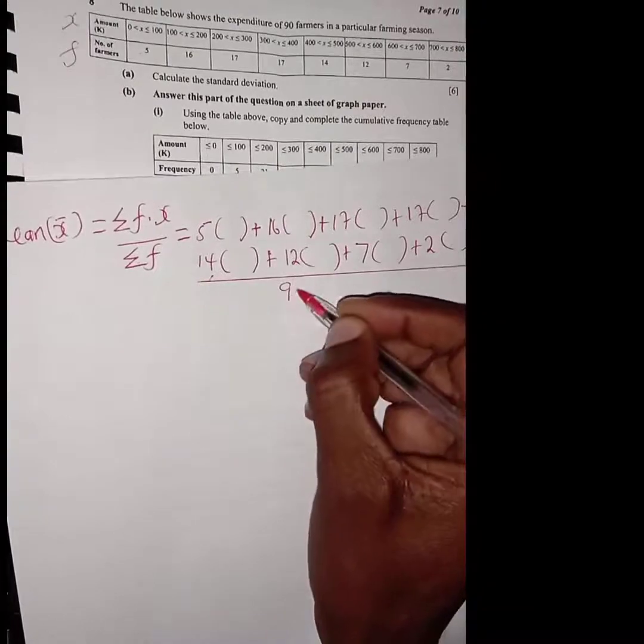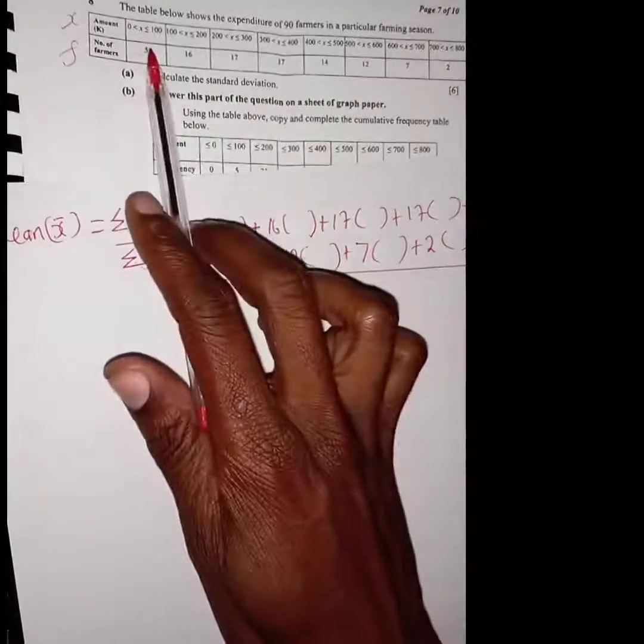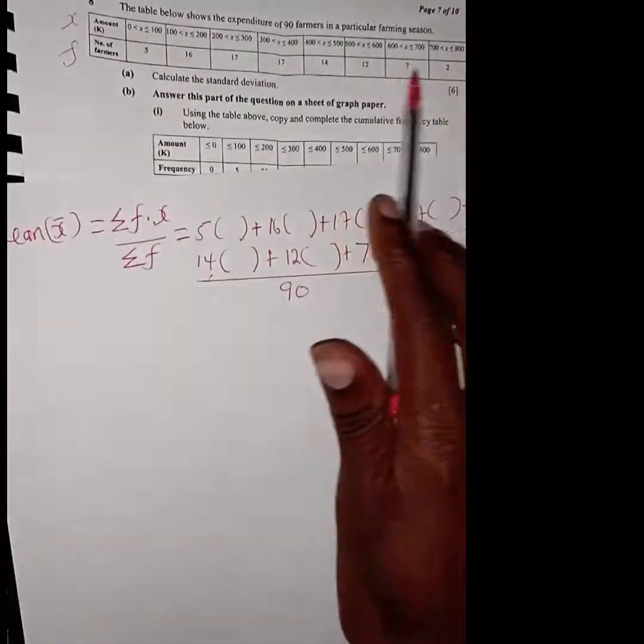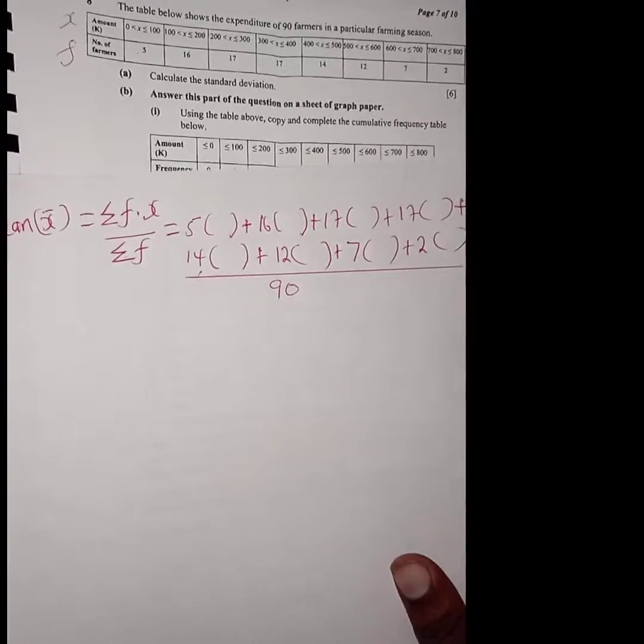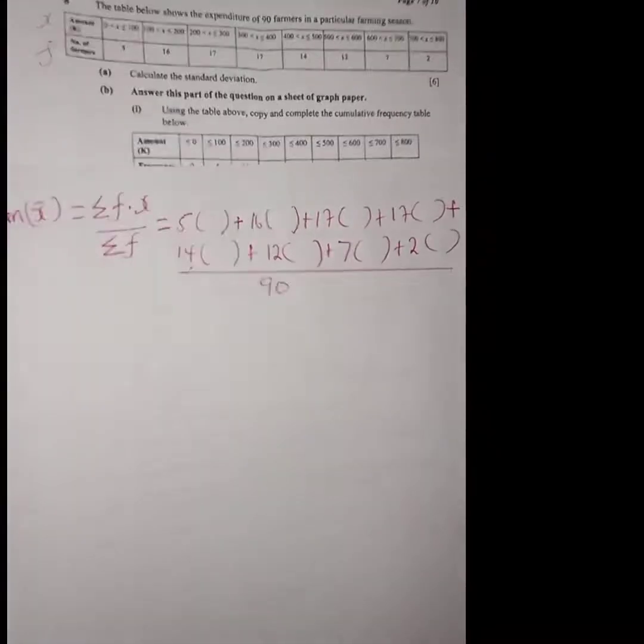Frequency, it means we add all these 5, 16, 17. So if you add these, same as the 90 that you have been given already. Why should you even show? You have been given 90. It means these were the farmers, they were 90. If you add this, you get 90, right? You get 90.